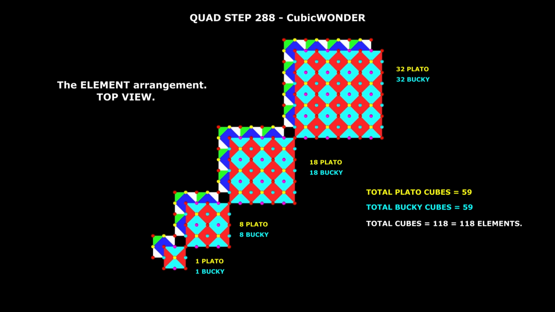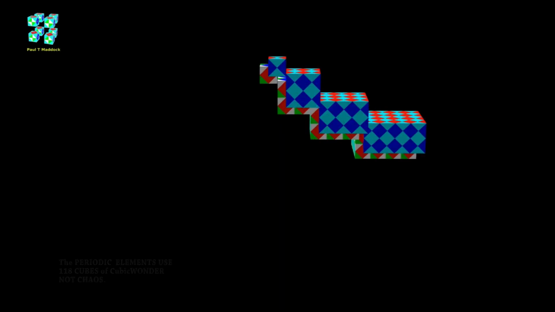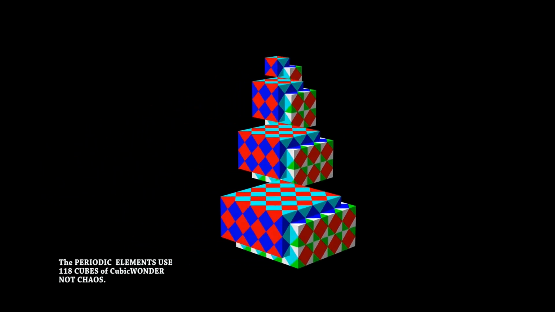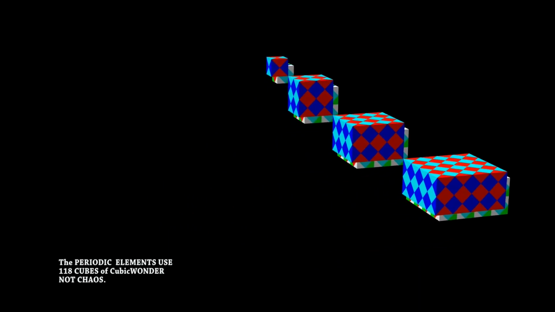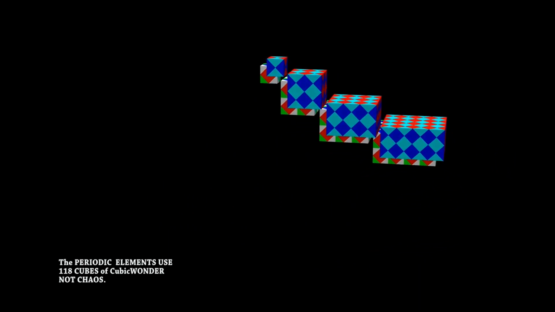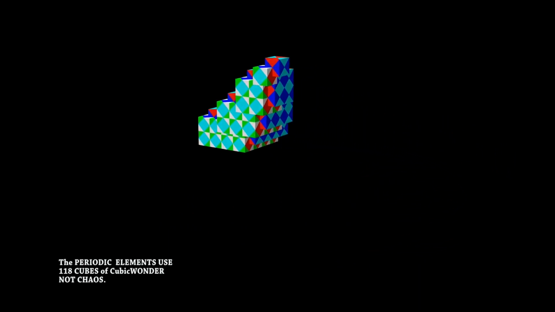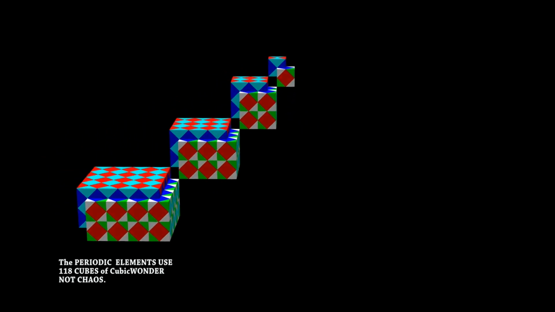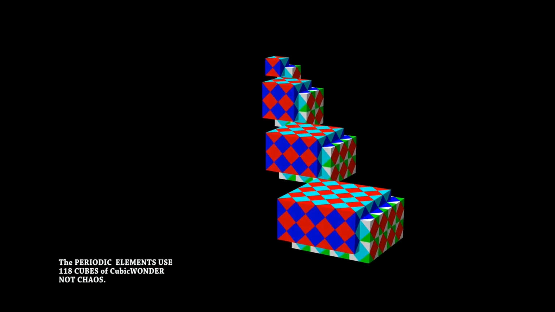I started working on an animation of this thing spinning around, but it took too much memory with all the balls and everything. So I've taken the balls away and just left a bare CubicWONDER. I think it looks nice without the balls. Anyways, I think I've shown enough of these discoveries to show that chaos is not the right answer.